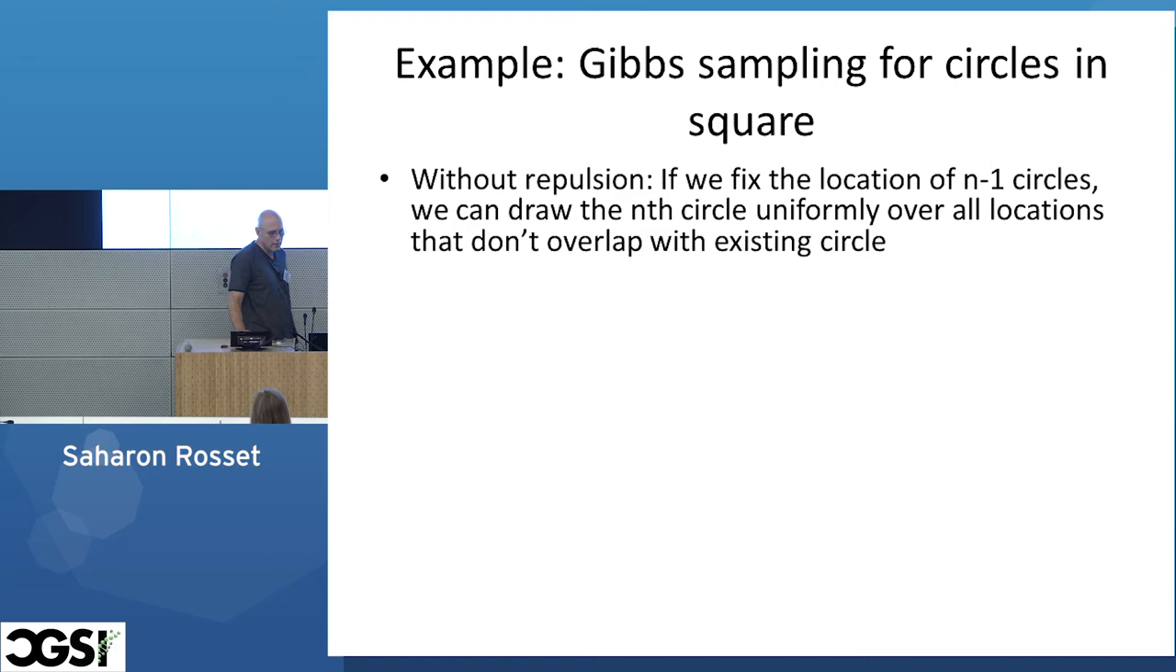So, for example, if I want to do Gibbs sampling for the circles in the square example, let's take the no repulsion case, which is easy. If I fix the location of n minus 1 of my circles, there's a bunch of legal locations where I can put the nth. Wherever there's a free circle of radius 1, I can put the nth ball. I can easily evaluate the entire collection of points in space where there's an area of at least radius 1 free around it. That would be all the places that the nth circle can go. And since my distribution is uniform over these legal arrangements, I can put it anywhere and it would be a legal draw from F. Okay, so that's an example of how I can do Gibbs sampling, at least for this simple example.